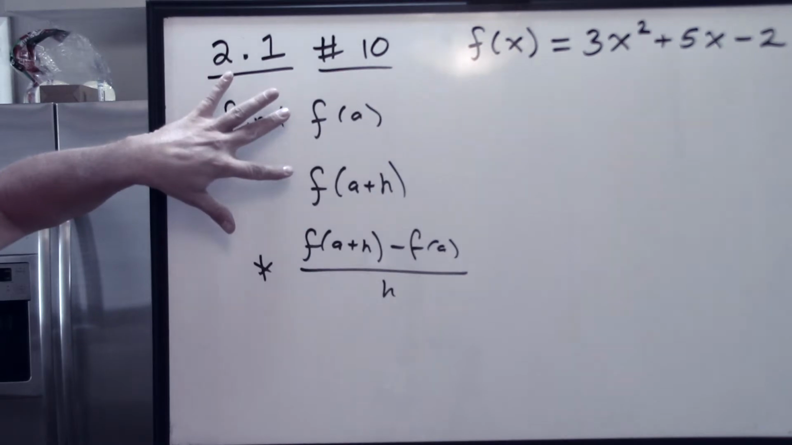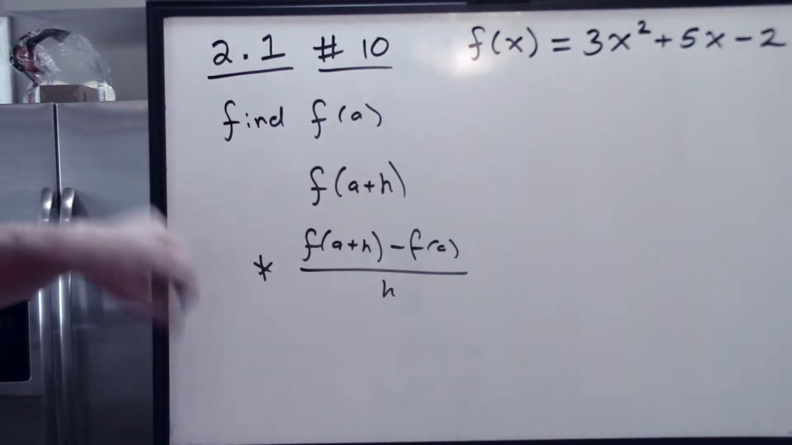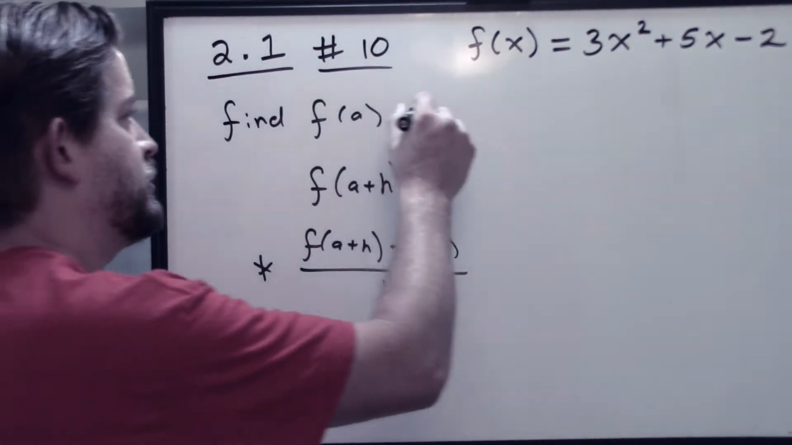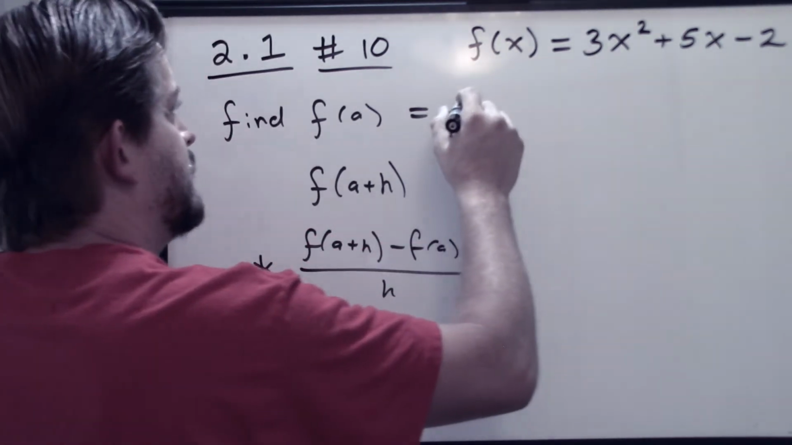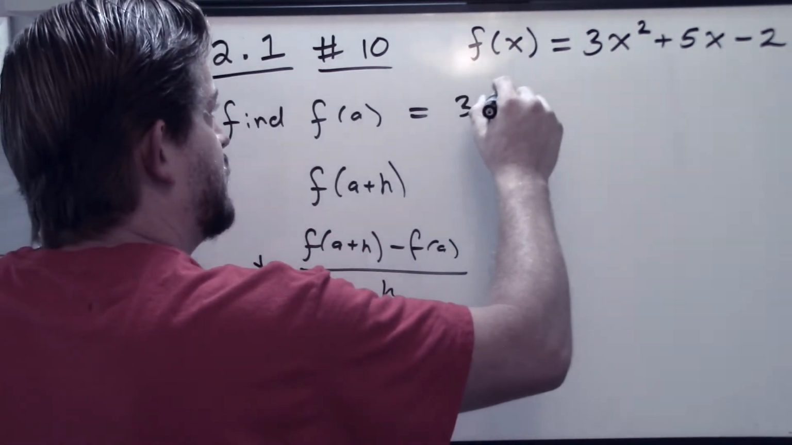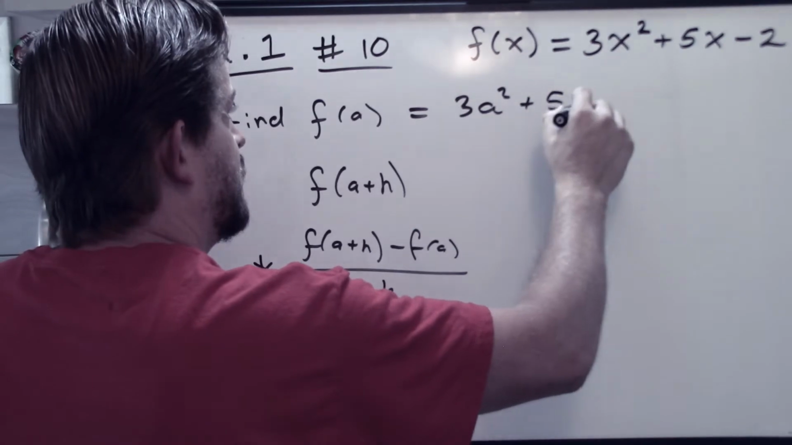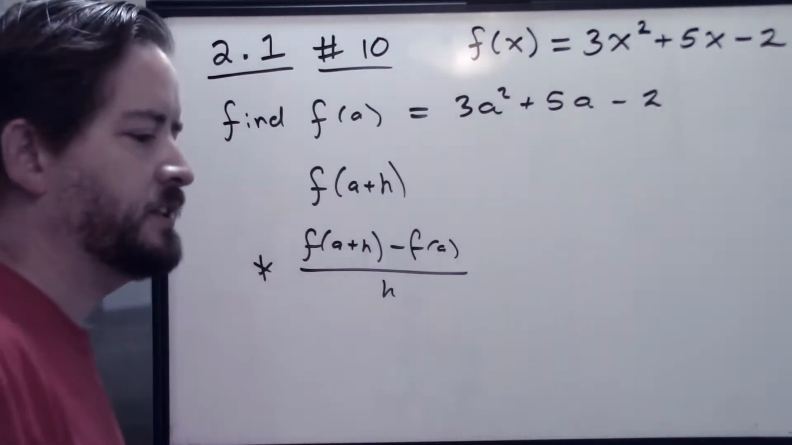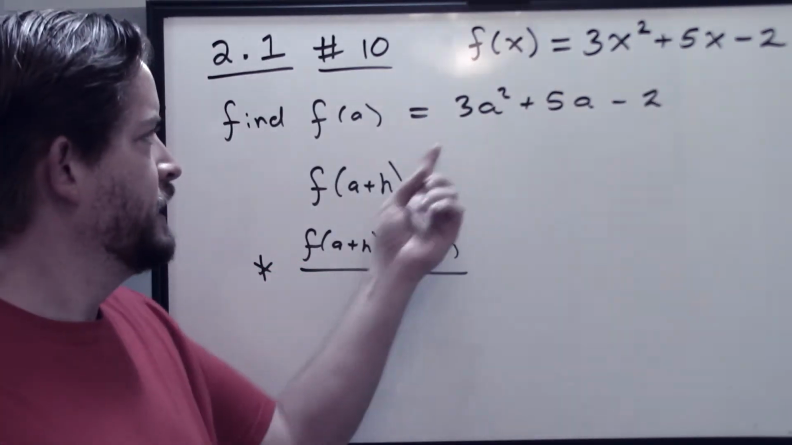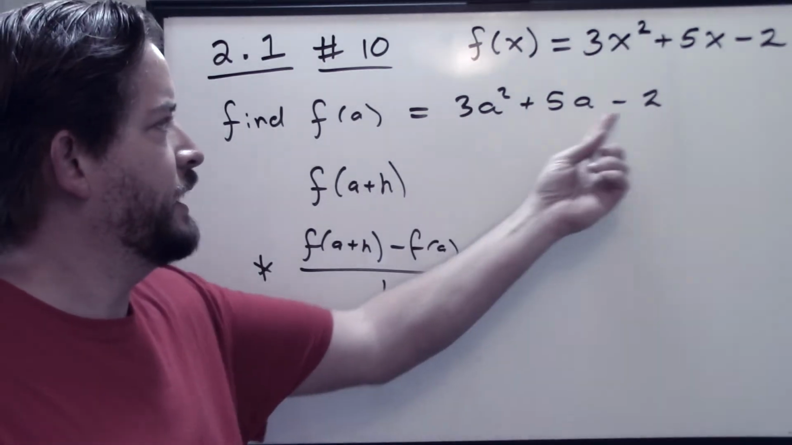So these first two, f of a and f of a plus h, they should be easy, because f of a is just plugging in a for my x's. So that is 3a squared plus 5a minus 2. And they simply ask you for the coefficients in the answers. So for this part you would put 3, 5, and negative 2.